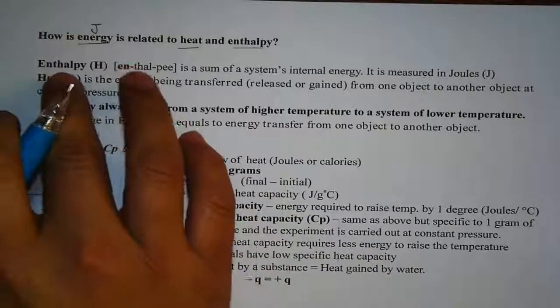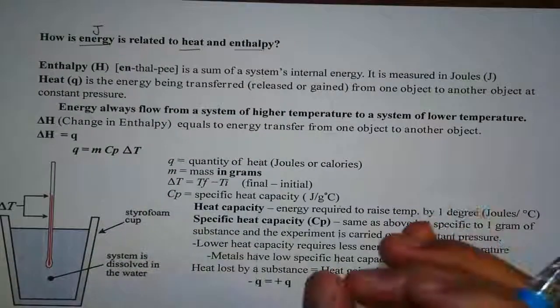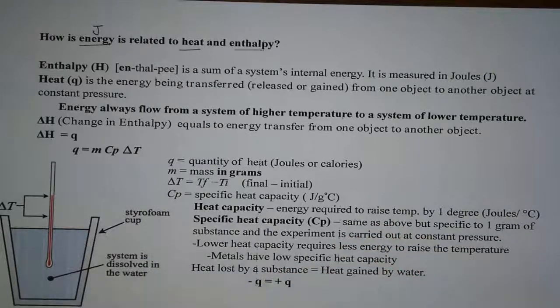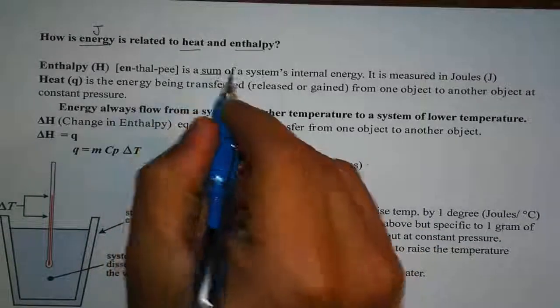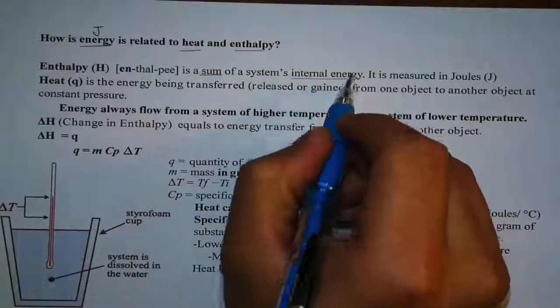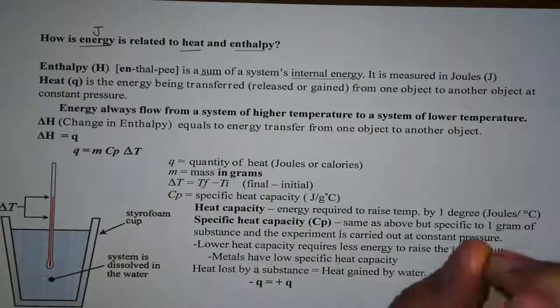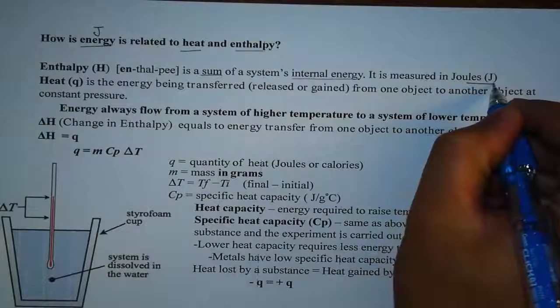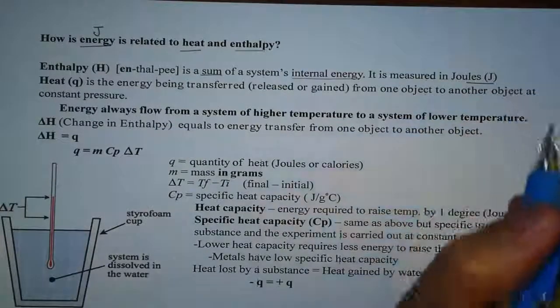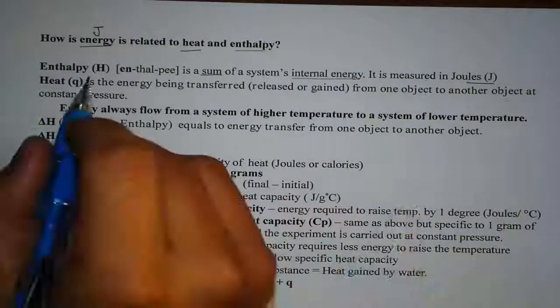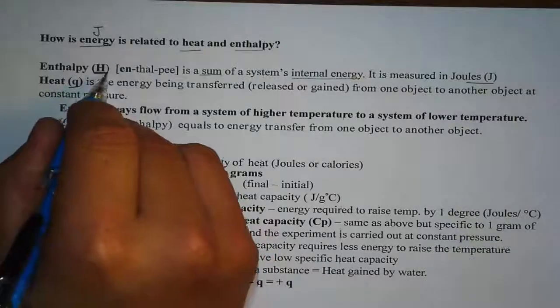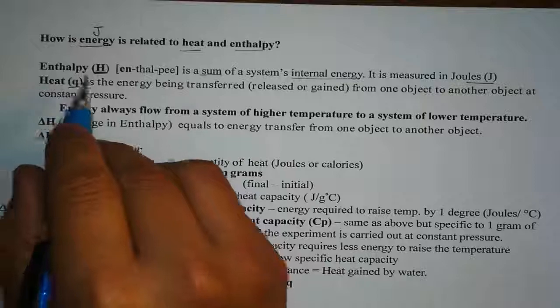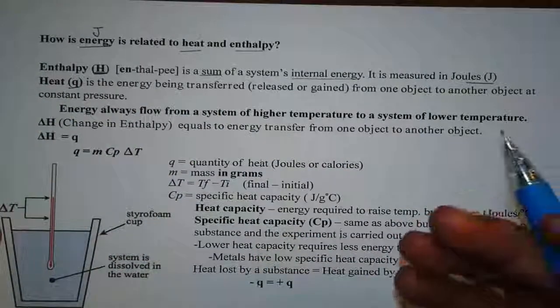First of all, enthalpy: basically all substances have a certain enthalpy. What is it? It's basically the sum of the system's internal energy. So every substance, or every matter, has some sort of internal enthalpy, because they have a certain amount of energy in it. Of course, energy is measured in joules, represented by the letter J. Heat is represented by Q, whereas enthalpy is represented by H, which makes sense. Think of enthalpy as the heat content of a system.